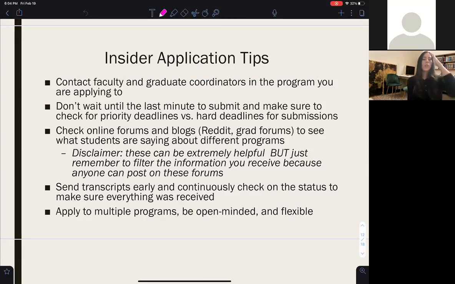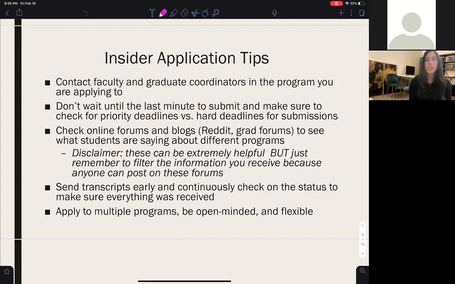You can also check online forums like Reddit and grad forums, and you can see what different students are saying about different programs. Grad Cafe is another one that I've heard a lot of students use. You can connect with a lot of students on there and see where other people are applying to, and if they've heard back. Just remember to filter the information you're reading on there.